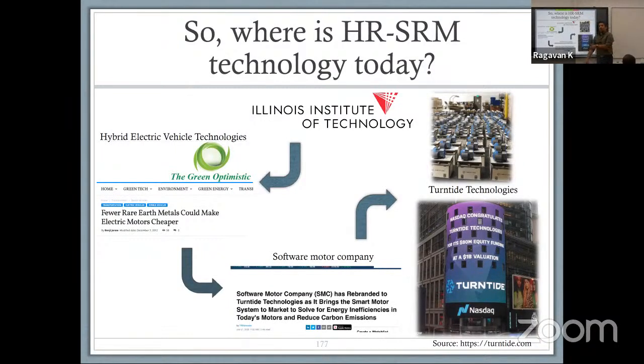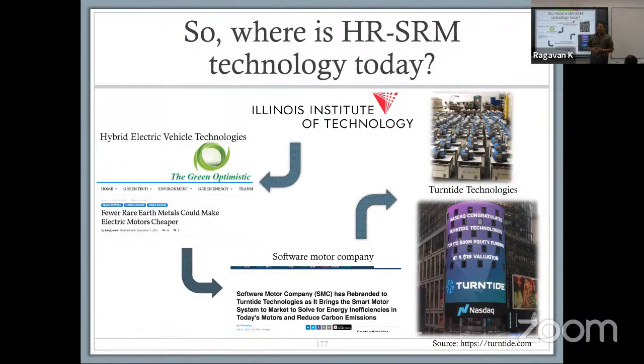So just to give you an idea of where this technology went. We started off at IIT. This was 2007 and 8 when we got the first patent. Since then, it went to a company called HEVT, Hybrid Electric Vehicle Technologies. They had exclusive license of this specific patent. They got bought out by a company called Software Motor Corporation, which became Software Motor Company. And they took it to a smart motor system. They got major investment and rebranded themselves as Turntide Technologies. This was from IIT to an incubator, from incubator to Silicon Valley, and Silicon Valley to major investors. So it's now called Turntide Technologies.